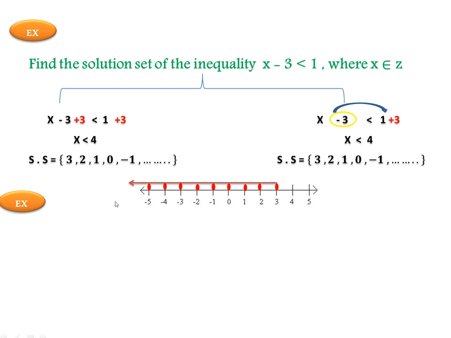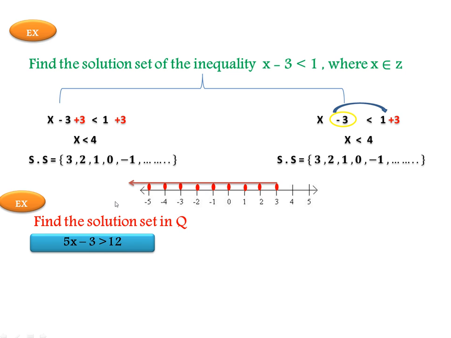Let's go to another example. Find the solution set in Q if 5x minus 3 is more than 12. We can solve it by the same steps. Moving negative 3 to the other side changes its sign, so it becomes positive 3. Then 5x is more than 12 plus 3, which is 15.